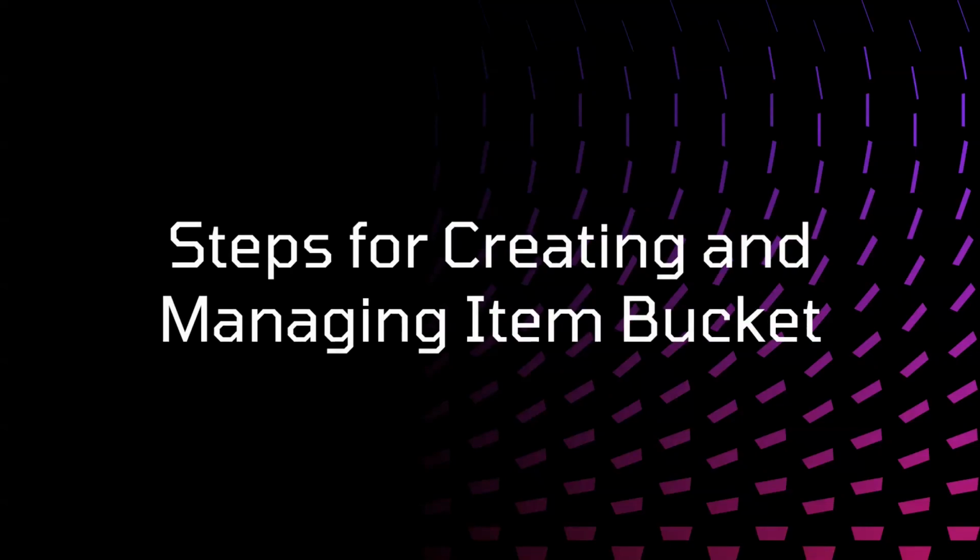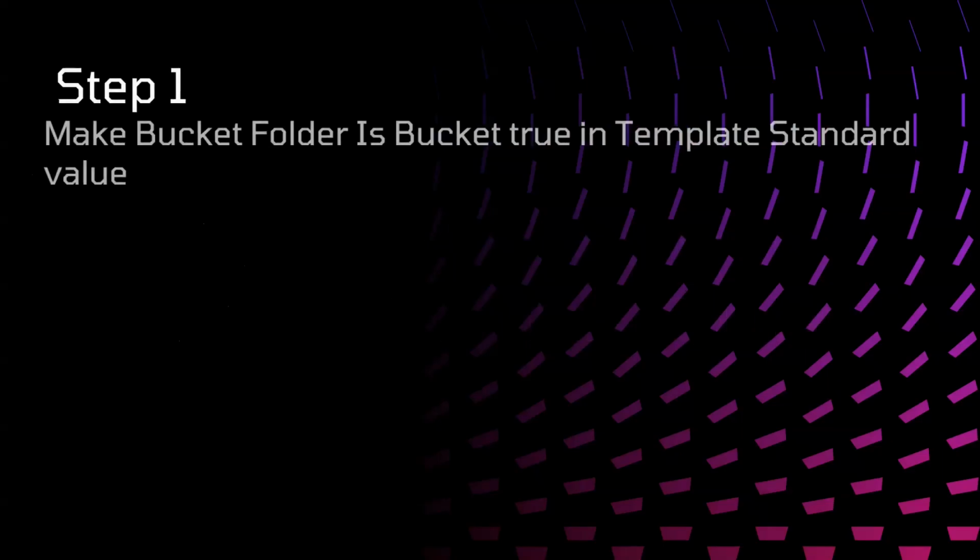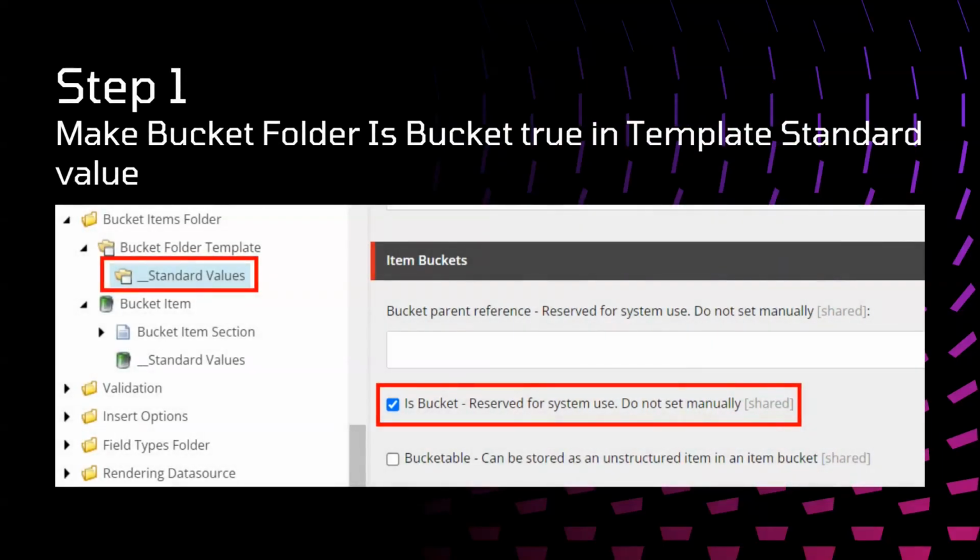Now we'll see how we can create and manage the item buckets. The first step is to make the bucket folder: is bucket true in the template standard values. So here we'll have two things, right? The first is the bucket folder and the second is the bucket items. This will be the folder in which all the bucketed items will be listed. So first we need to make sure in standard values that is bucket is true for that bucket folder template.